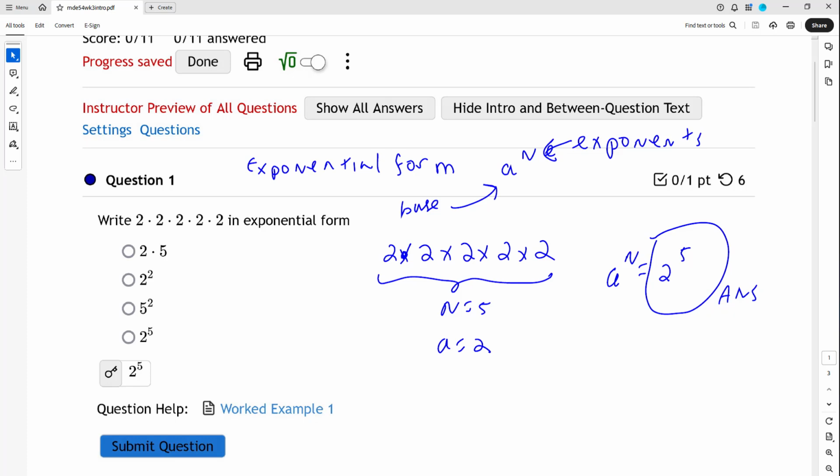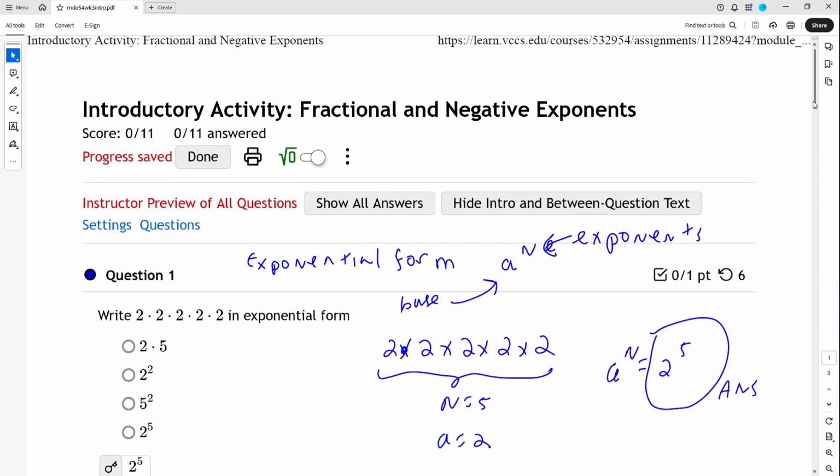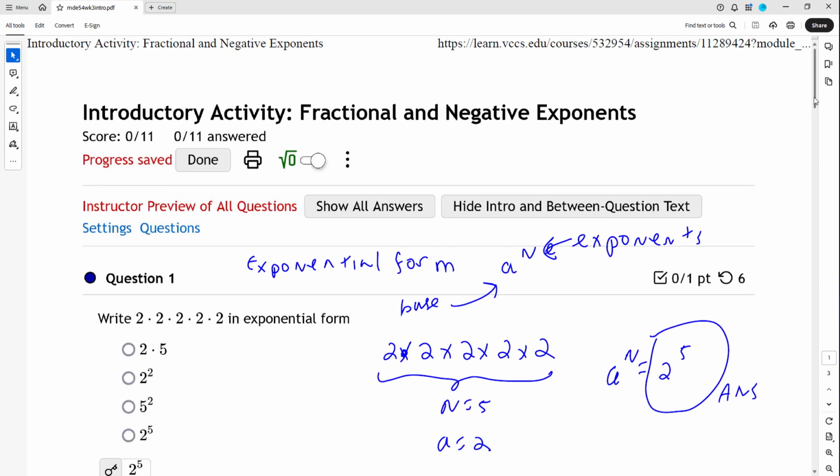This is week 3, introductory activity, fractional and negative exponents. This is question 1. Write 2 times 2 times 2 times 2 times 2 in exponential form.